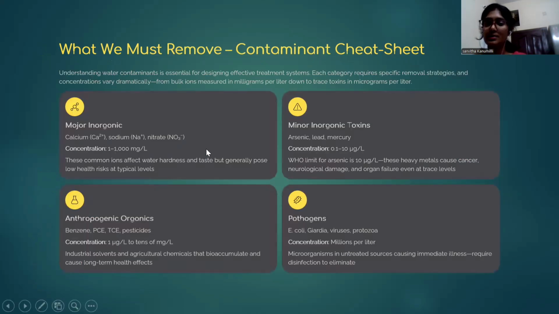So what must we remove? Contaminant cheat sheet. Understanding water contaminants is essential for designing effective treatment systems. Each category requires specific removal strategies, and concentrations vary dramatically, from bulk ions measured in milligrams per liter down to trace toxins in micrograms per liter.